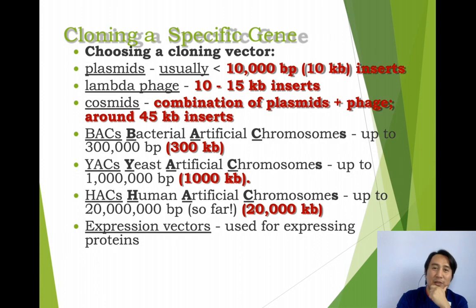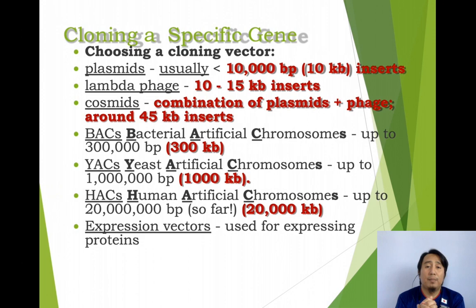Alright, vector and oligonucleotides. Okay, so this is cloning a specific gene. So you have to choose a cloning vector. So when you have obtained your DNA, you know your gene of interest, then you have to choose which suitable cloning vector you have to use to ensure that your recombinant DNA is working.